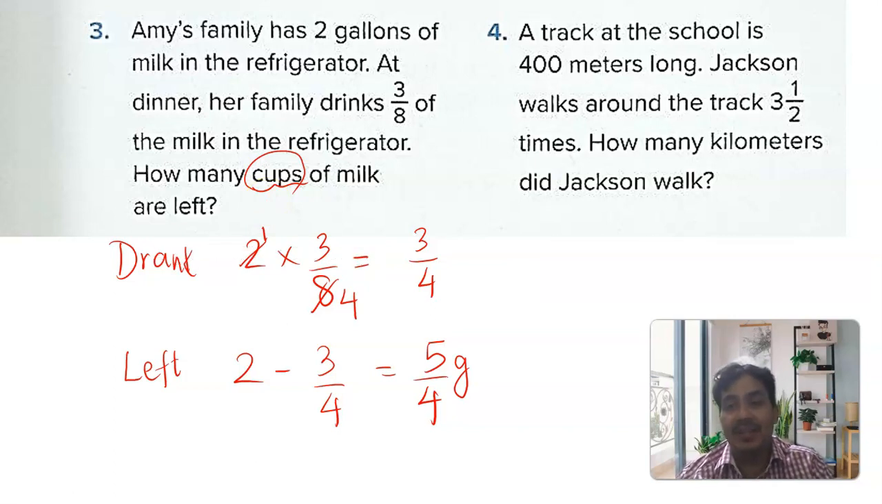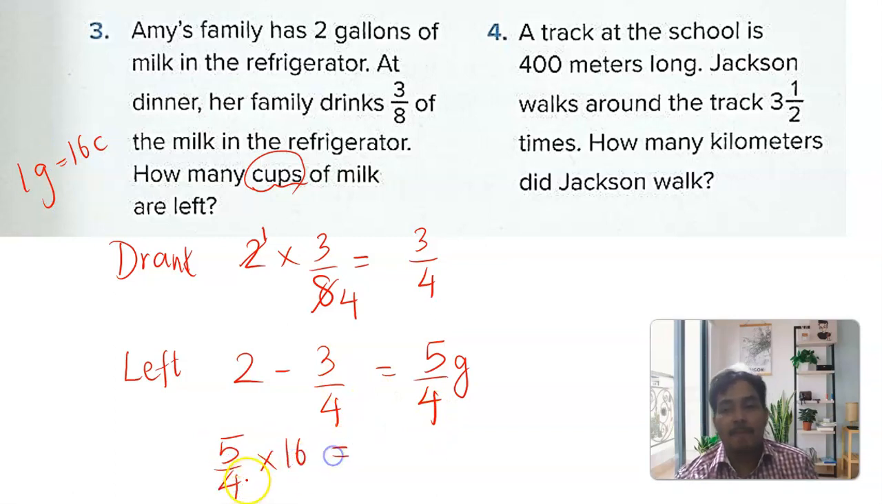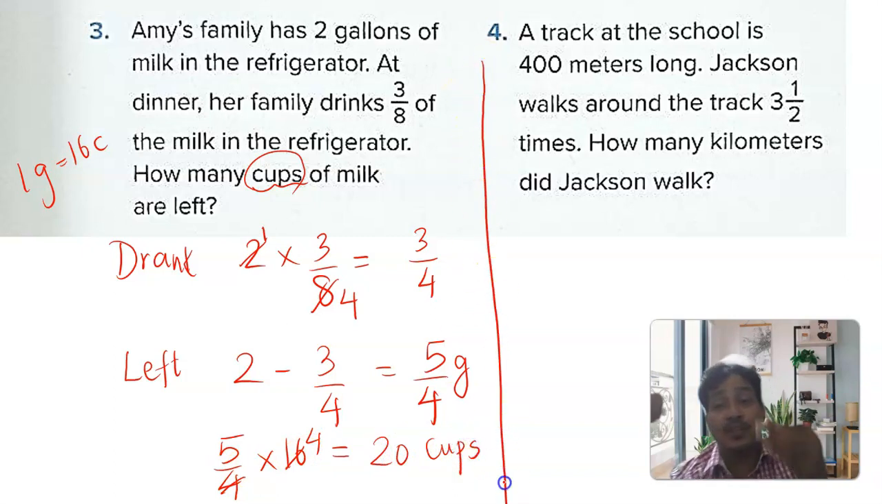16 cups. Okay, so I will write it here. 1 gallon is 16 cups. So basically I have to multiply this times 16. So 4 times 4 is 16, and 5 times 4 is 20. So the answer is 20 cups. So first you see how much is drunk, then you see how much is left over, and then you multiply it by 16 to convert it to cups.